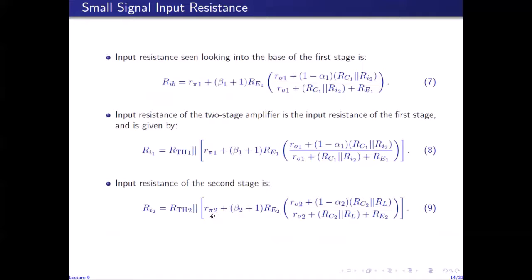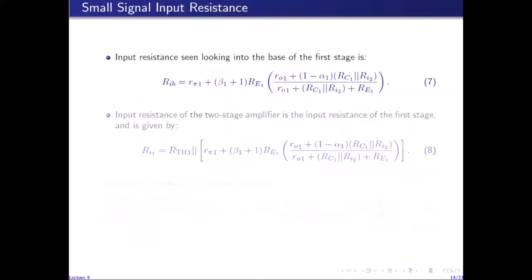So r2 is the small signal resistance in the base of the second stage of the amplifier, and r1 is the small signal resistance in the base of the first stage of the amplifier, and so on and so forth. So by appropriately labeling these small signal parameters, we can use the expressions we have obtained before for the common emitter amplifier without bypass capacitor to find these three resistances.